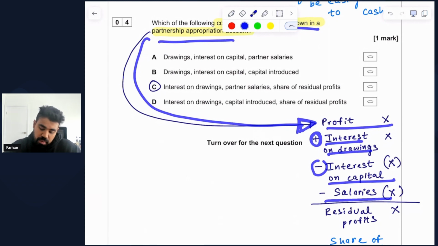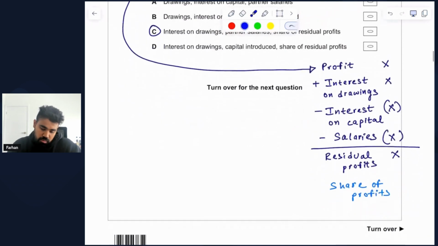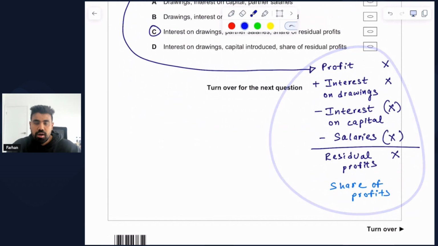And whatever is left behind is what we call the residual or remaining profits of the business. Now, the residual or remaining profits of the business is what gets eventually distributed among all the owners, generally in the ratio of the investment of capital that they have made within the business. So this is the entire outline of the partnership appropriation account.